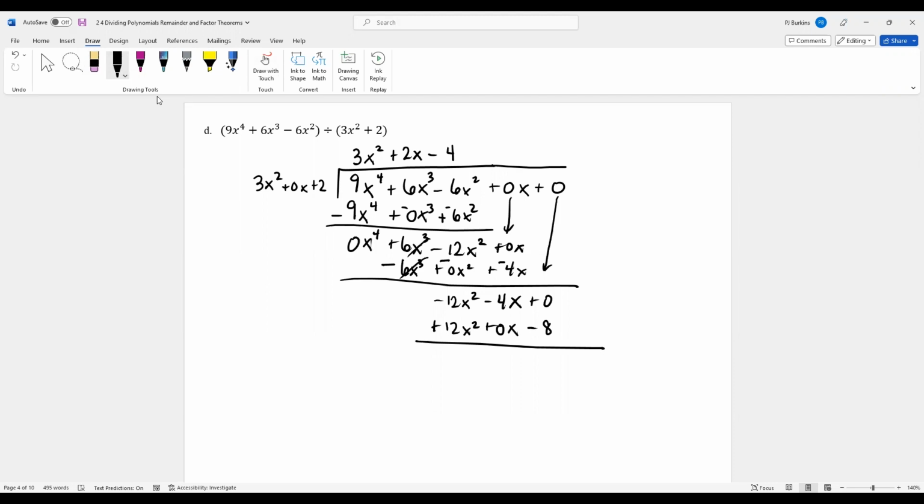Change the signs of everything. Add down the columns. My first set cancel. Negative 4x plus 8. Now, here is where I stop, because you'll notice that the power of my divisor is higher than what I'm left with here. So that's going to be my remainder, and we're going to have minus 4x plus 8 divided by 3x squared plus 2. And that is our answer.